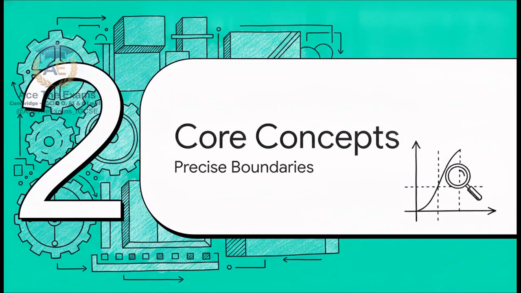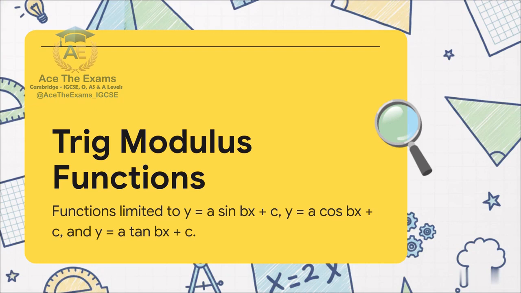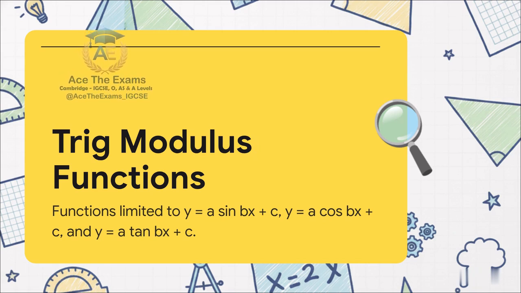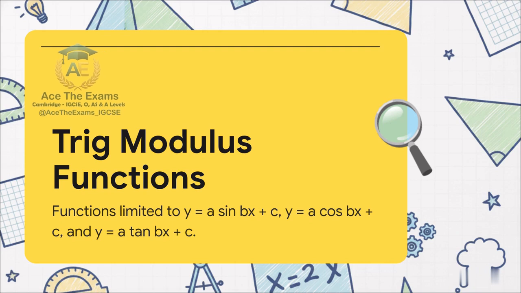Section 2. Core concepts. The precise mathematical boundaries. The entire architecture of Cambridge mathematics rests on precise definitions and causal relationships. You cannot just eyeball a graph. You have to logically prove its boundaries. The syllabus explicitly limits trigonometric modulus functions to the forms y equals the absolute value of a sine bx plus c, a cosine bx plus c, and a tangent bx plus c.